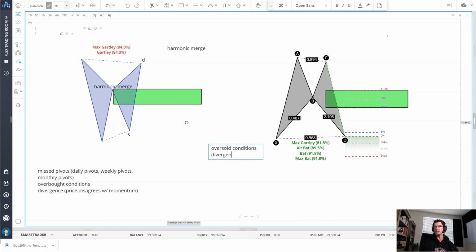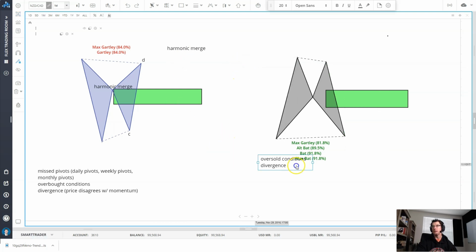And we still want to see divergence, which means our price is disagreeing with momentum, right? So if we see oversold conditions and divergence and our clusters of missed pivots, I will start looking for levels to buy. Now, you might be wondering, how exactly do you take these trades?